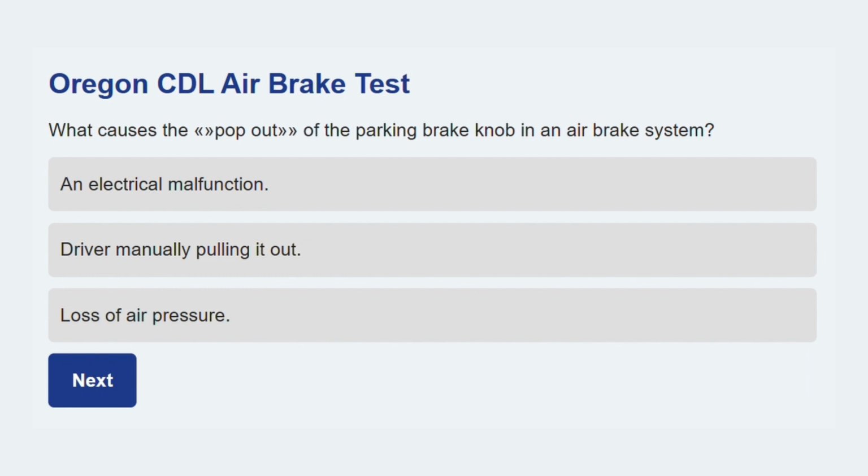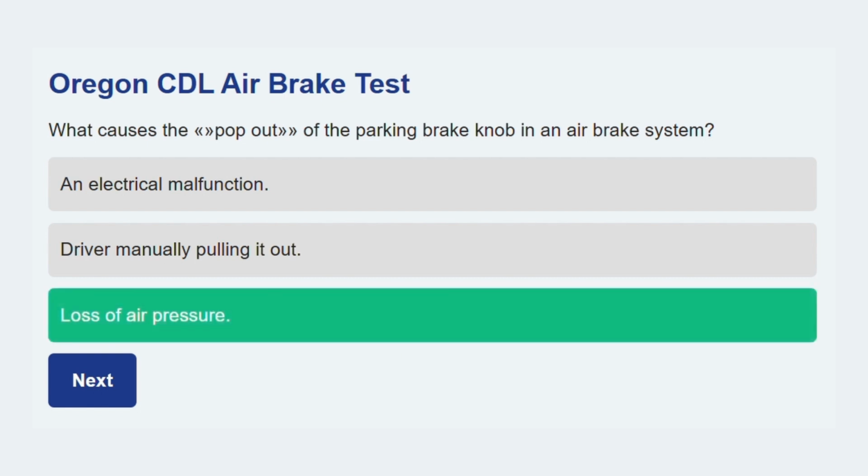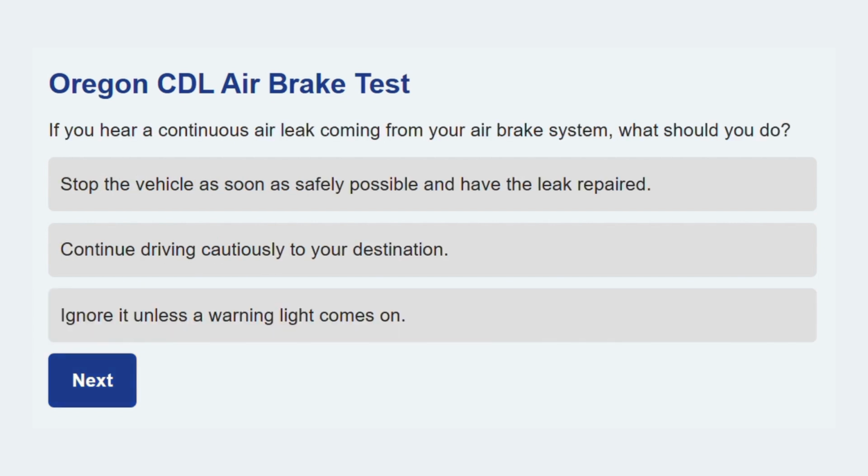What about this next one? What causes the pop out of the parking brake knob in an air brake system? Loss of air pressure. This happens automatically when the air pressure drops to the spring brake activation level.